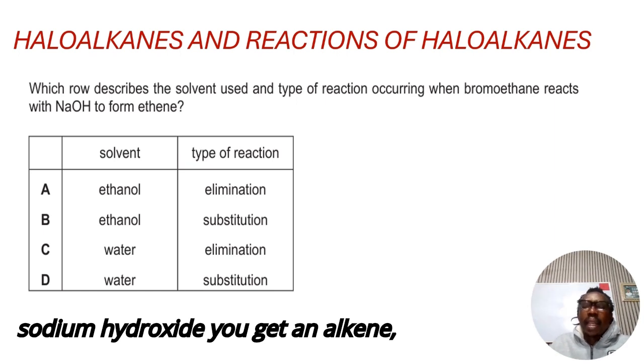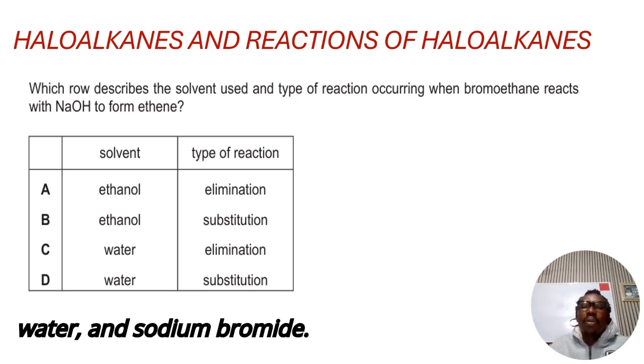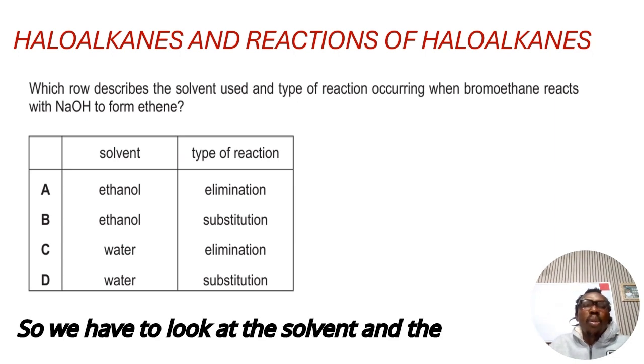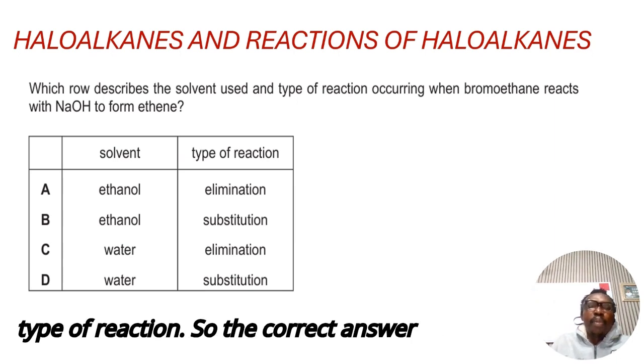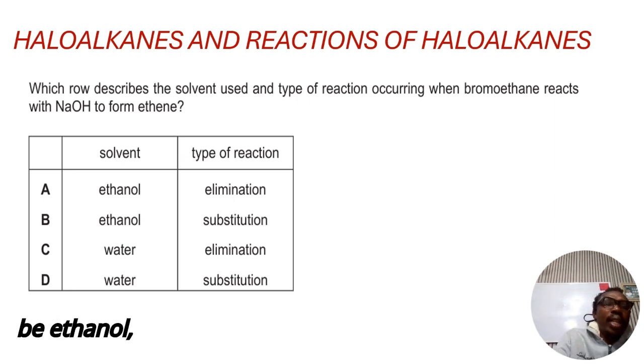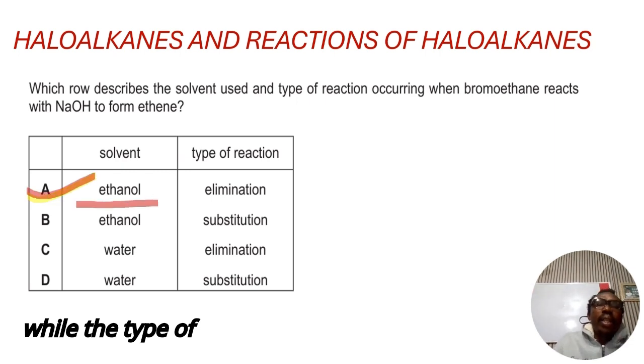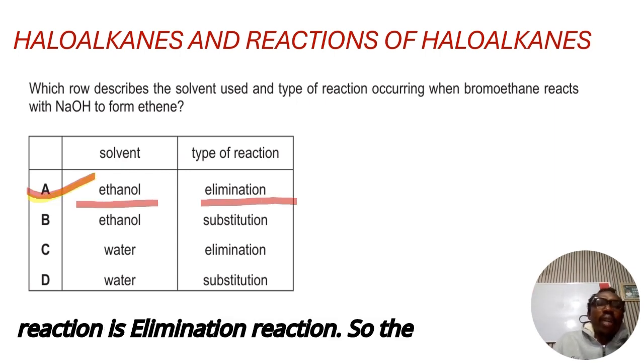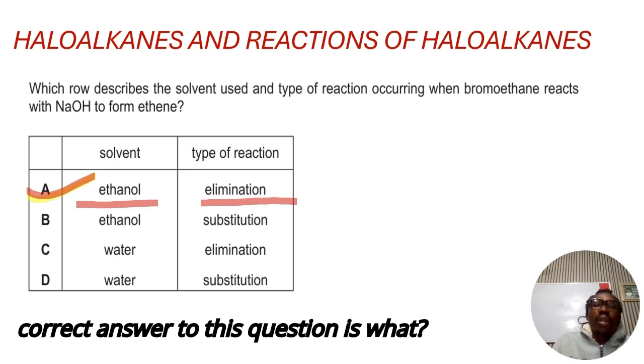So you get an alkene, you get water and what? Sodium bromide. So we have to look at the solvent and the type of reaction. So the correct answer to this question, the solvent should be ethanol. Why? The type of reaction is what? Elimination reaction.